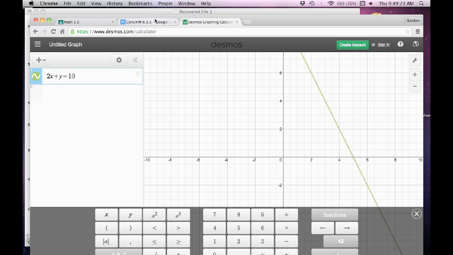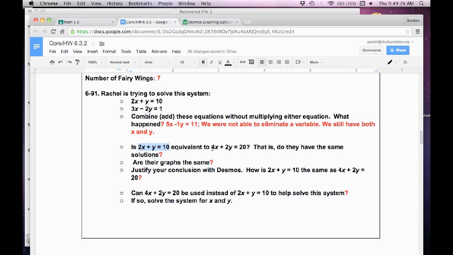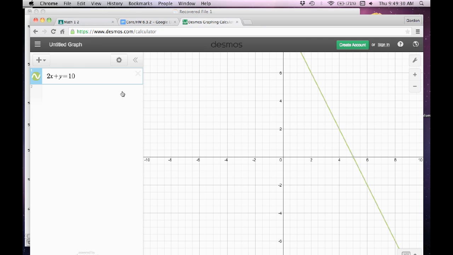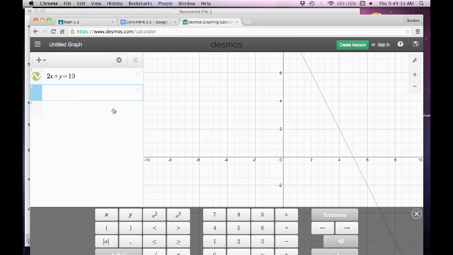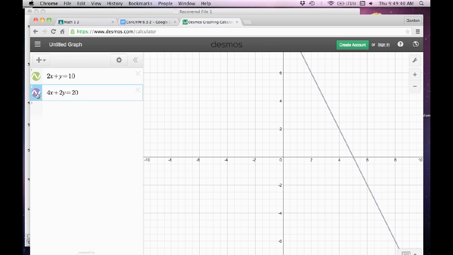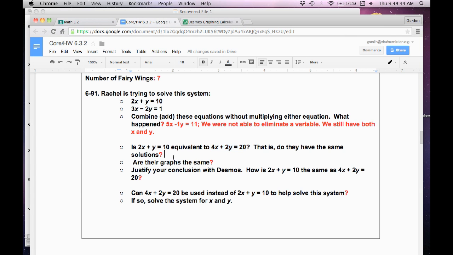So there's 2x plus y equals 10, and then here comes 4x plus 2y equals 20. We probably expect them to have the same solution because one is a multiple of the other. And sure enough, as you can see, they have exactly the same solution. They're the same line. So do they have the same solutions? Yes. Are their graphs the same? Yes.